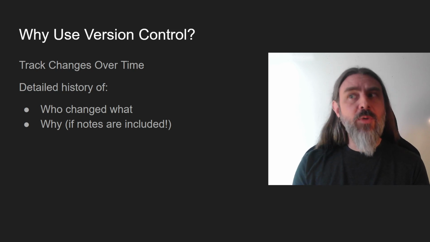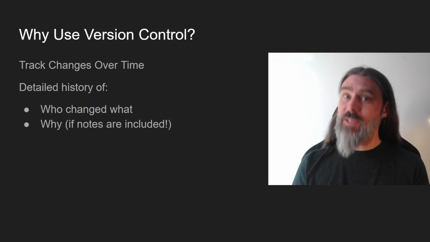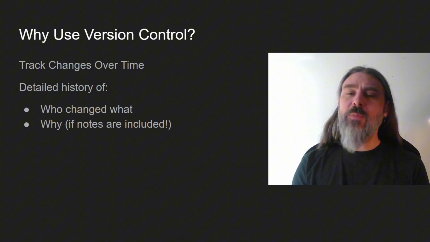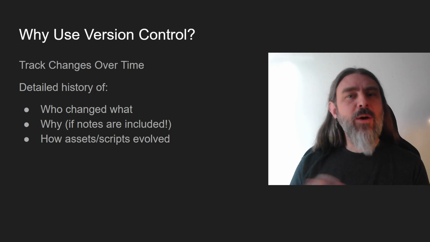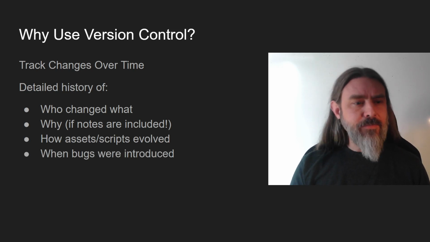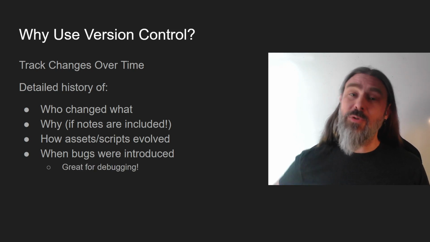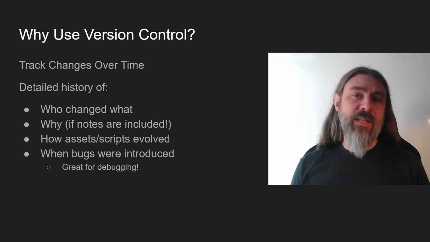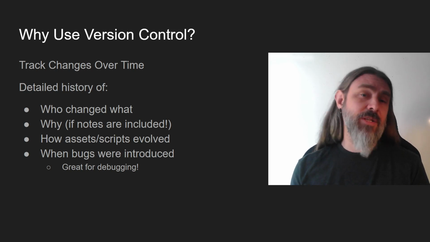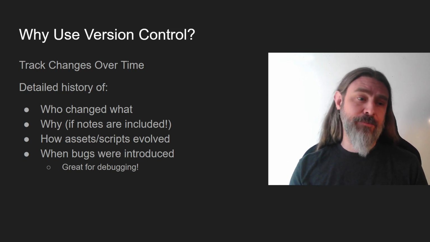When you check something into version control, when you check in a change, if you're doing things the smart way, you're including notes about that change. You're saying what you changed and why, and so you can go back through those changes and see. You can see how assets and scripts evolve over time. And most importantly, you can see when bugs are introduced, which is super useful for debugging. There have been many times when I looked at a change, saw that this change was problematic, and you can back out a change. So you can go back to a previous version.